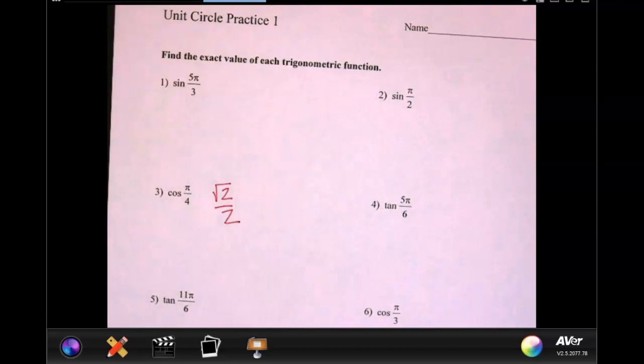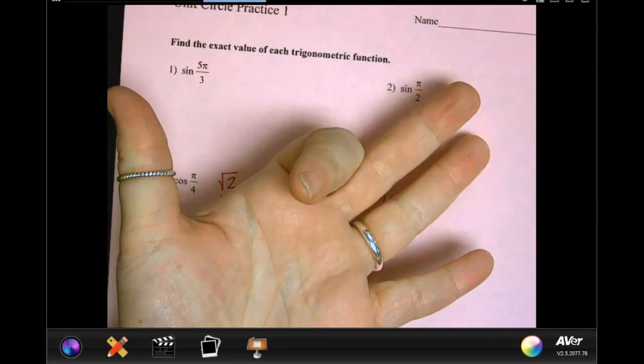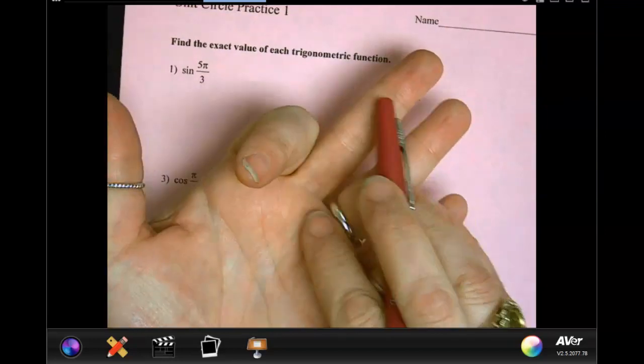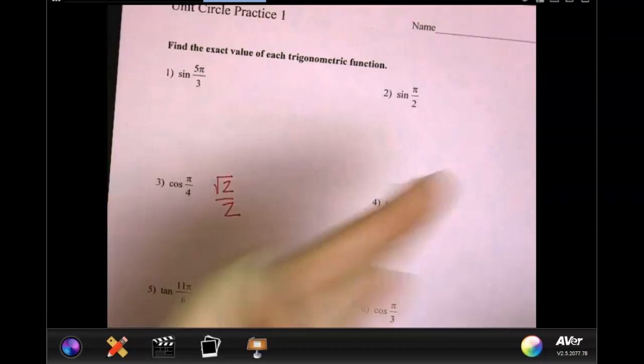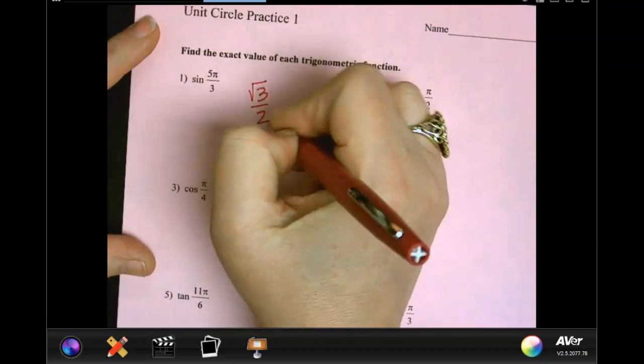So then let's look at number 1. 5 pi thirds. What is the reference angle for 5 pi thirds? Pi over 3. It's pi thirds, right? So for your hand trick, this is pi thirds, right? This is cosine, this is sine. So the sine is the square root of 3 over 2. But that's of pi thirds, but we're still going to write it down. Square root of 3 over 2.